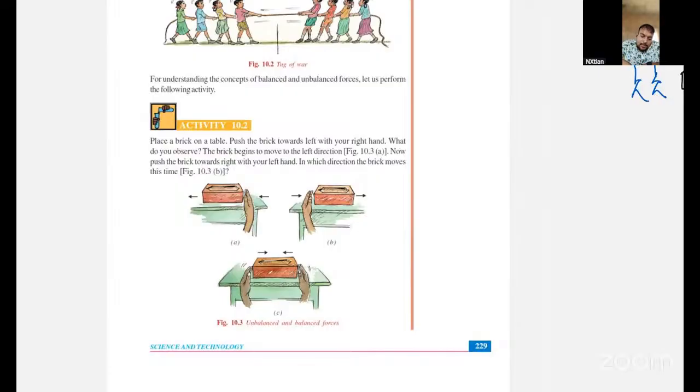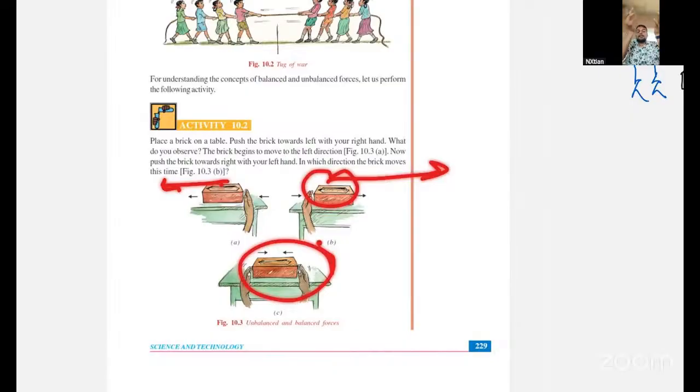You can see in the first figure, he's putting force from the right side, so the brick is moving towards the right side. From the left side, it's moving to the left side. And in the third, he's putting force on both sides, so the brick is up.